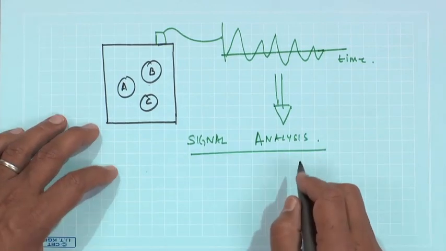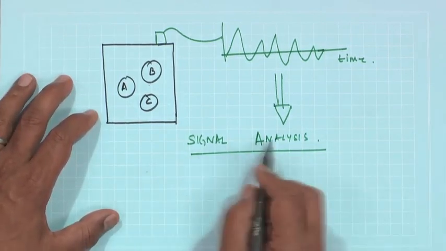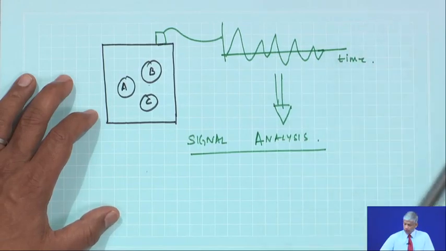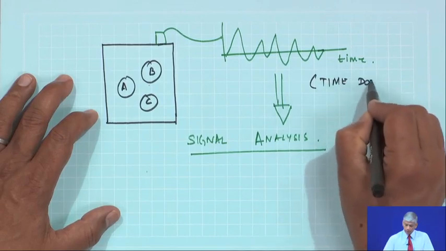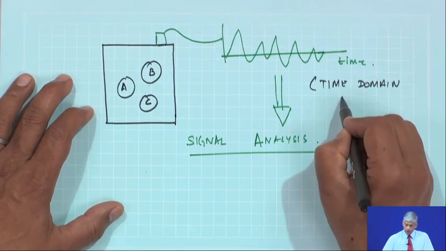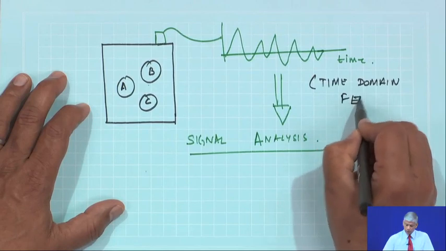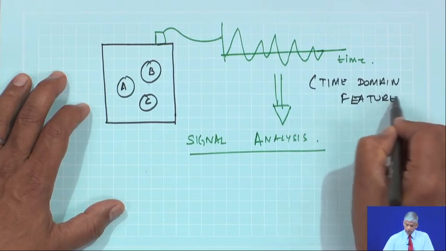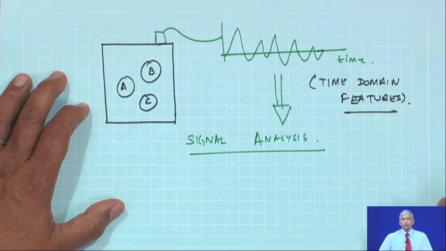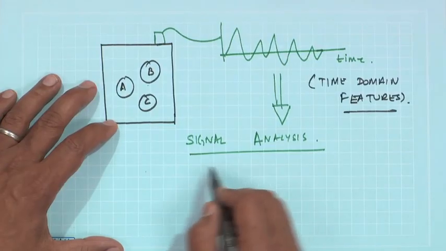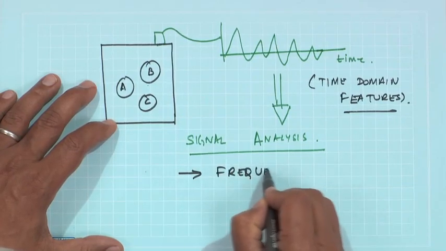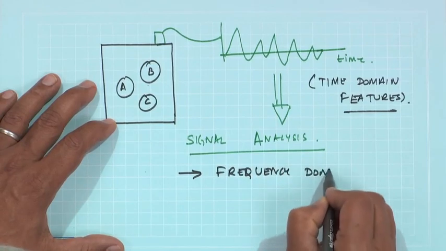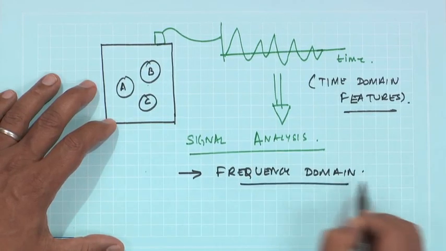One very important signal analysis which we do, apart from finding the time domain features, and while we were discussing signal processing in the time domain, I had shown you what are the different features of the signal which we can analyze and get. But in the frequency domain, we do frequency domain signal analysis. Okay.